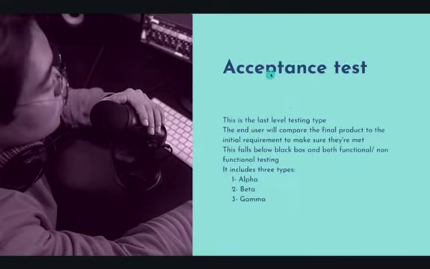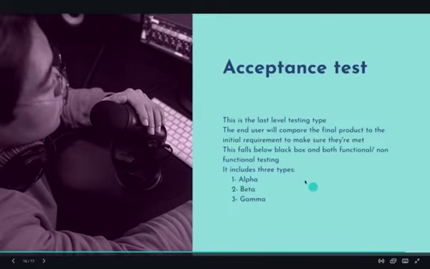And the absolute last testing is the acceptance test, which will be conducted by external users or by the requirements writers. So yes, the user will compare the final product with the initial requirements, which were initially a text or a set of requirements. So he will make sure that the requirements are met, and this also falls below the black box testing, and it will test both functional and non-functional aspects. It includes three types, which are alpha, beta, and gamma.